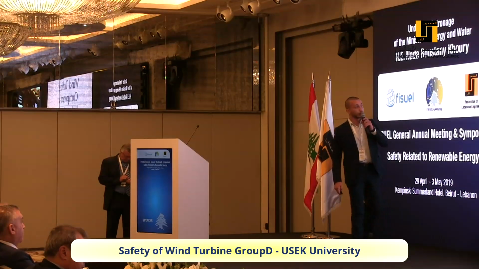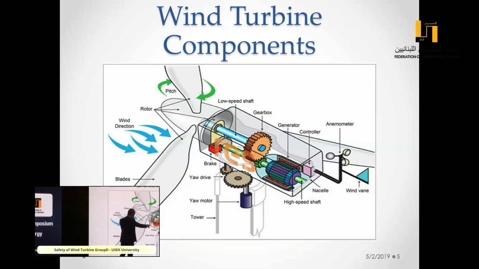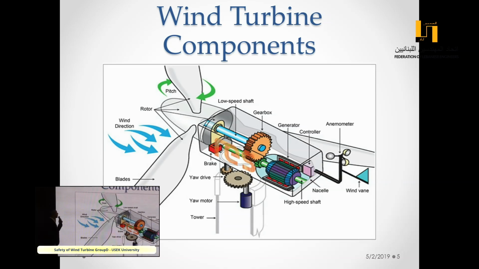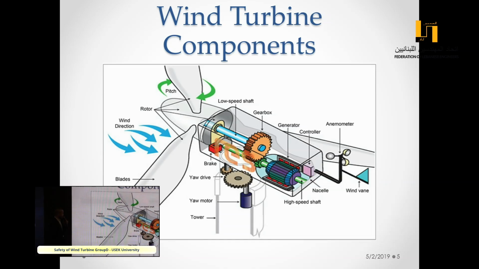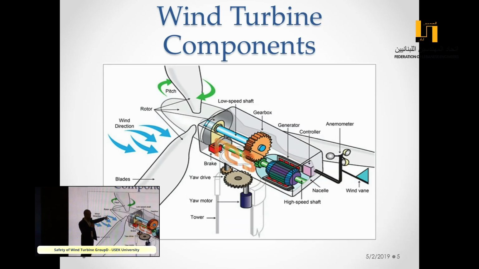Wind turbine components. Mainly we will talk about the rotor, the low shaft, and the high shaft. And the mechanical braking system is on the high shaft. The gear ratio of the wind turbine is 1 to 90. So if the speed is 1 RPM at the low shaft, it will be 90 RPM at the high shaft.